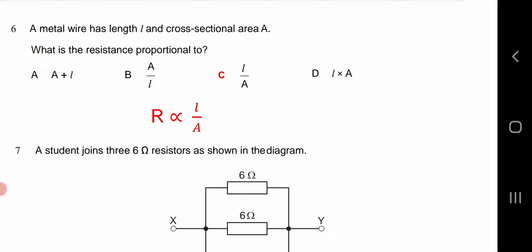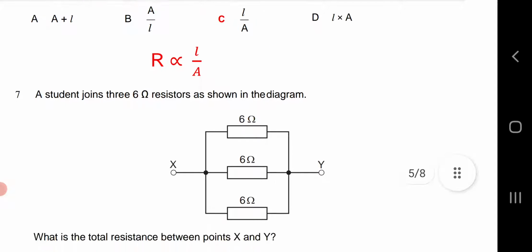Question number 6. A metal wire has length L and cross section area A. What is the resistance proportional to? Resistance is proportional to the length of the wire, and the resistance of a wire is inversely proportional to the area of cross section of the wire. So R is proportional to the length and R is inversely proportional to area. Option C is the correct option.